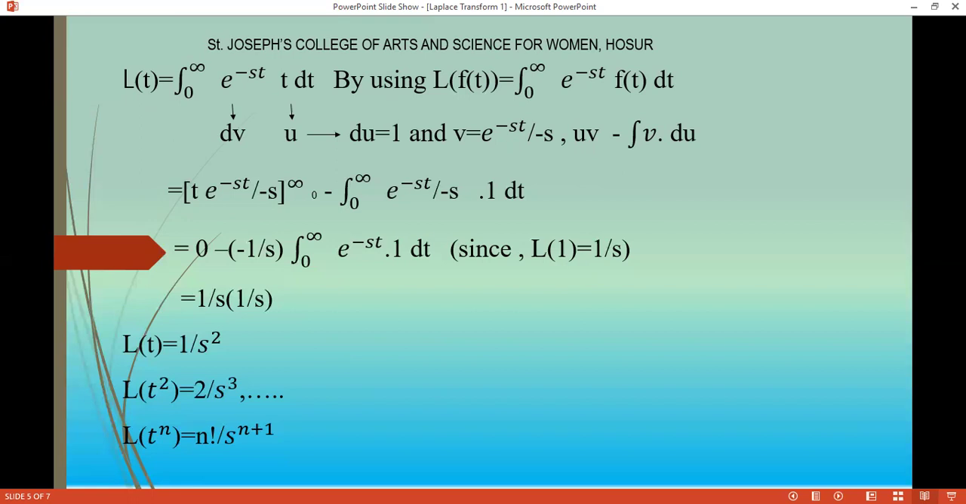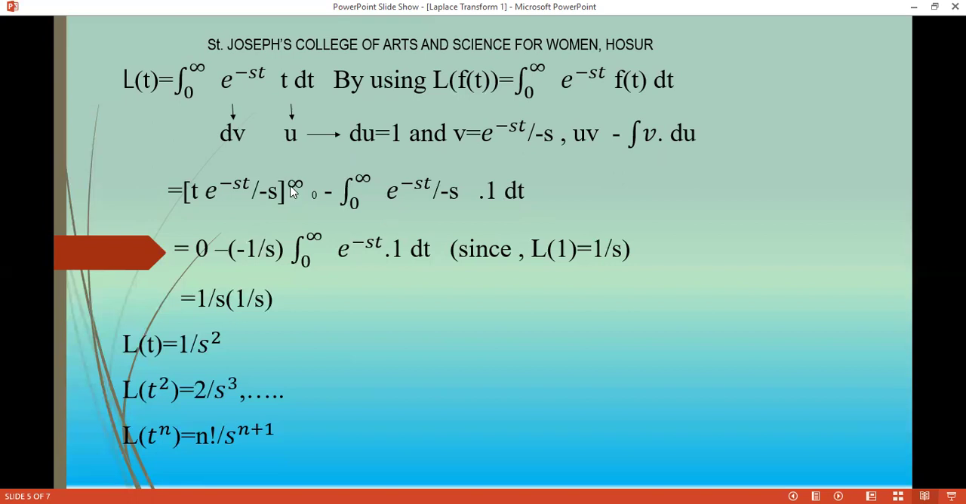E power 5t means integration is e power 5t by 5. Here, e power minus st by minus s. So we are going to substitute this in uv minus integral v du. U is t and v is what? E power minus st by minus s. Next, minus integral v is e power minus st by minus s. Du is 1 dt here. In this formula, we are substituting all these terms. U is t. Next, v is e power minus st by minus s, minus integral v is e power minus st by minus s. Du is 1 into dt.